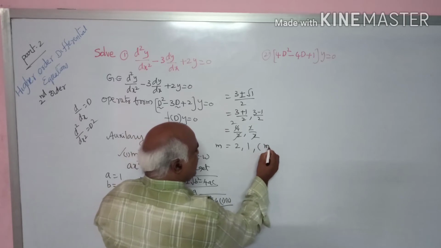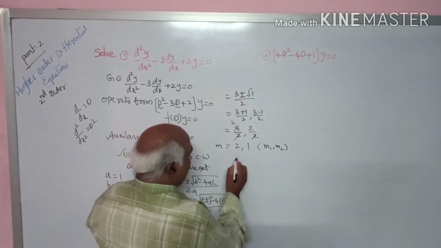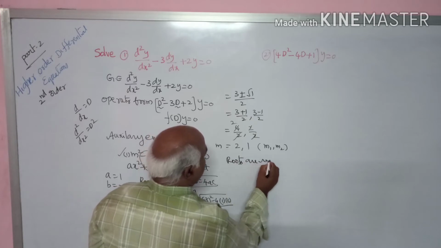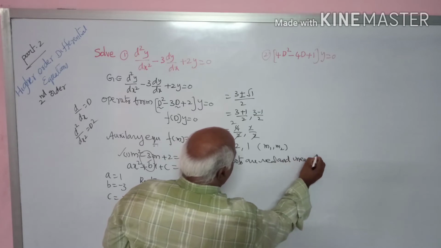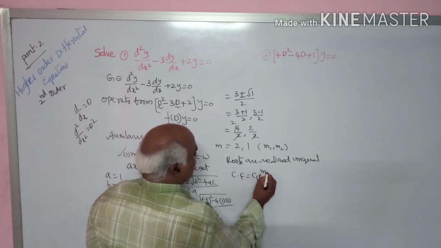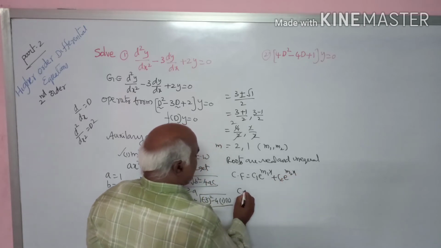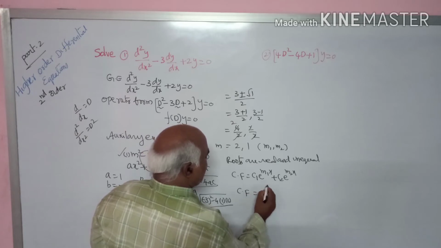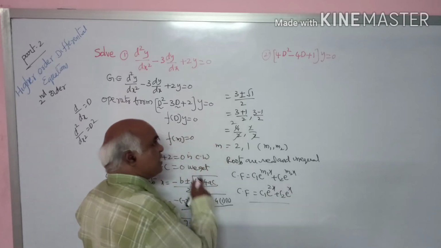That is in the form of m1, m2, because the two roots are unequal. You can write the comment: the roots are real and unequal. For unequal roots, the complementary function is equal to c1 e to the power of m1x plus c2 e to the power of m2x. Therefore, where m1 is 2 and m2 is 1, c1 e to the power of 2x plus c2 e to the power of x is the complementary function for the first problem.